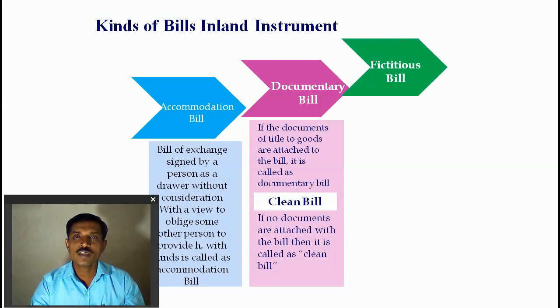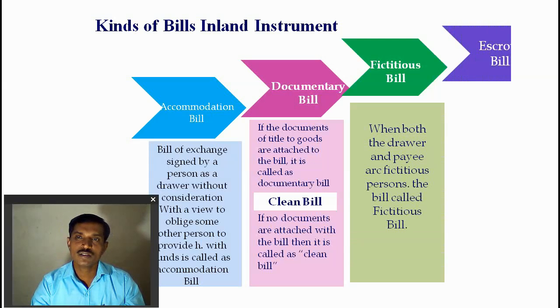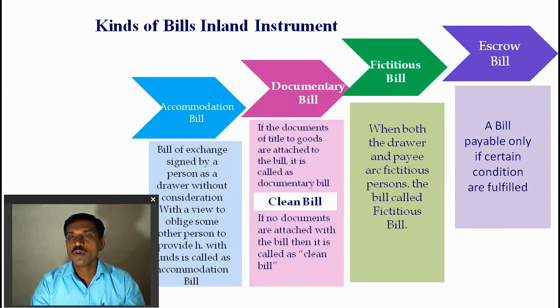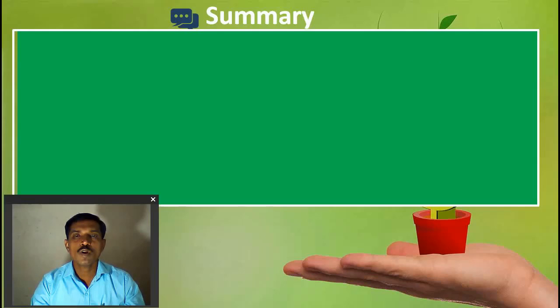The next is the fictitious bill. When both the drawer and payee are fictitious persons, the bill is called the fictitious bill. The next is the escrow bill. A bill payable only if a certain condition is fulfilled is called the escrow bill. So these are the kinds and types of the bill of exchange.